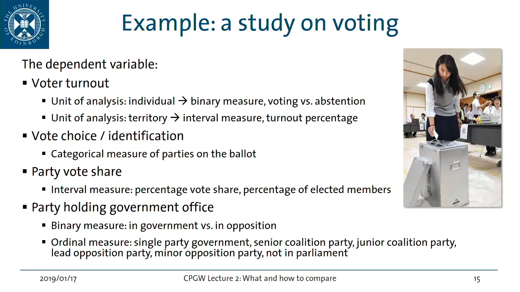All of these are perfectly valid dependent variables that you could use in comparative politics studies, but all imply that we're asking different things about the world, that different things are puzzling us. Sometimes it's puzzling why people turn up to vote in one country but not in the other. Sometimes we're not interested in that. We're just interested in why a Green Party does so much better in the Nordic countries than, for example, in Mediterranean countries.